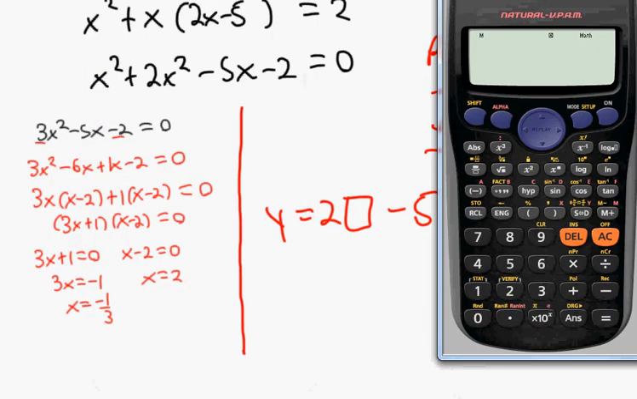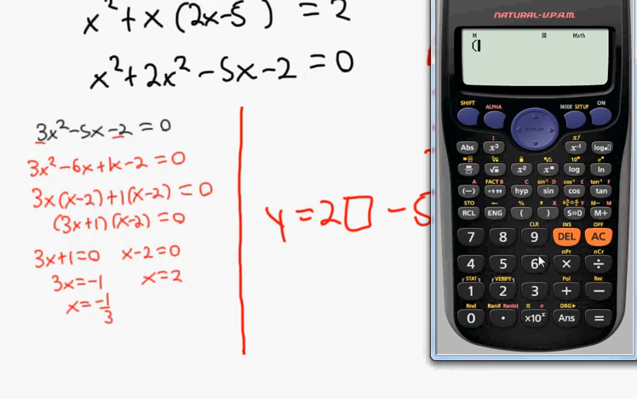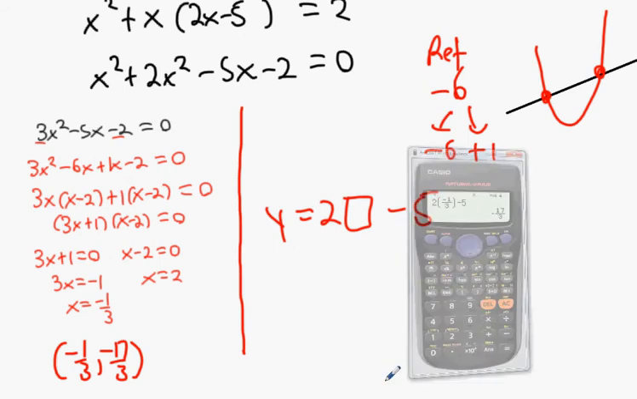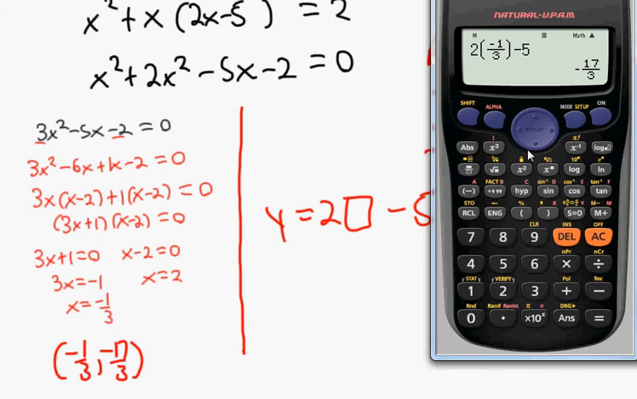So what you get here, guys, is this. It's going to be 2 times whatever's here, so it's going to be 2 times minus 1 over 3, and then close the bracket, and then minus 5. And that's going to be minus 17 over 3. So one of the answers is minus 1 over 3, minus 17 over 3. That's one answer. The second answer is, instead of minus a third, what are we going to have?